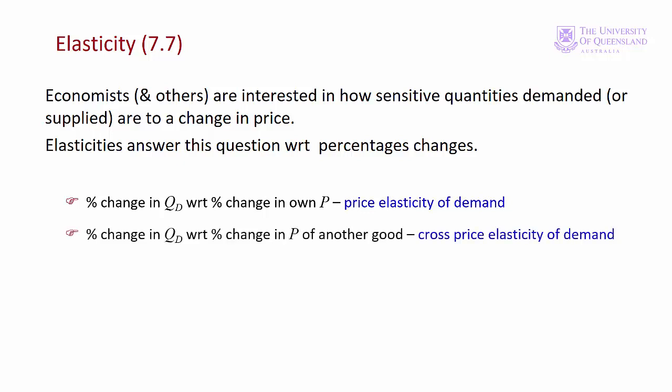If the price change is for another good, a complement or a substitute, then we would be considering the cross-price elasticity of demand. And on the supply side, if we consider the percentage change in the quantity supplied with respect to the commodity's change in price, then it's the elasticity of supply. Let's see where derivatives fit into this picture.